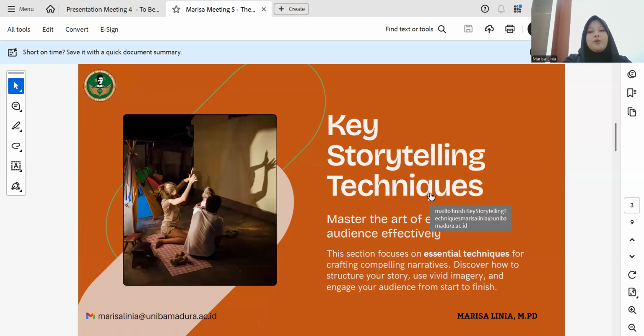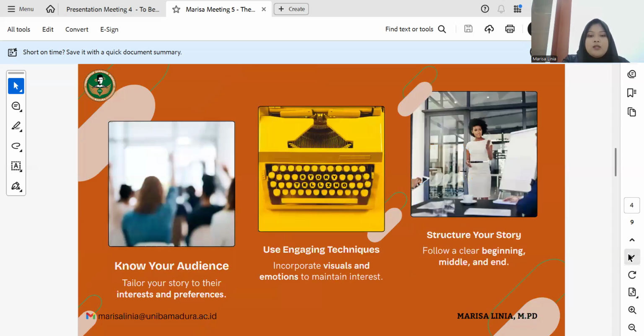First, we're going to talk about key storytelling techniques. Master the art of engaging your audience effectively. This section focuses on the essential techniques for crafting compelling narratives. Discover how to structure your story, use vivid imagery, and engage your audience from start to finish. So these are the key storytelling techniques. Let's discuss them one by one.